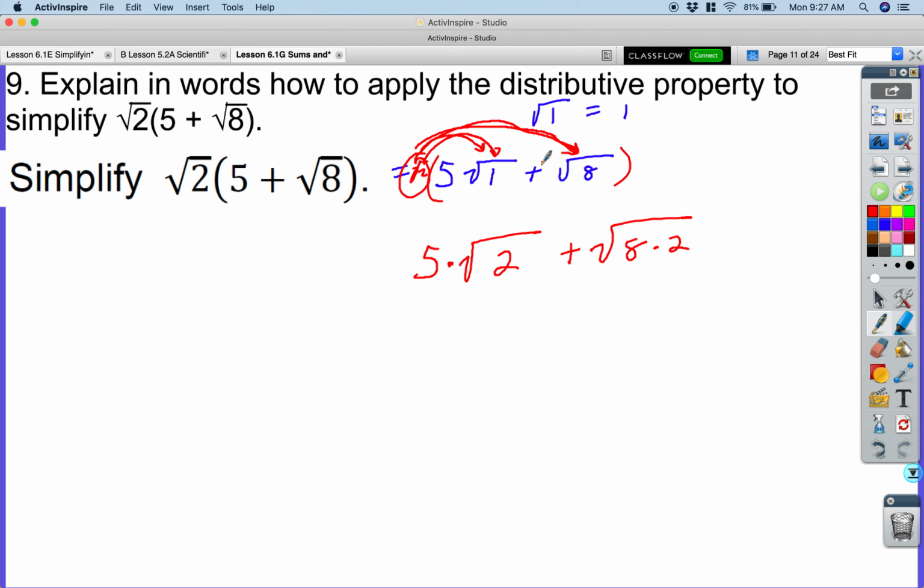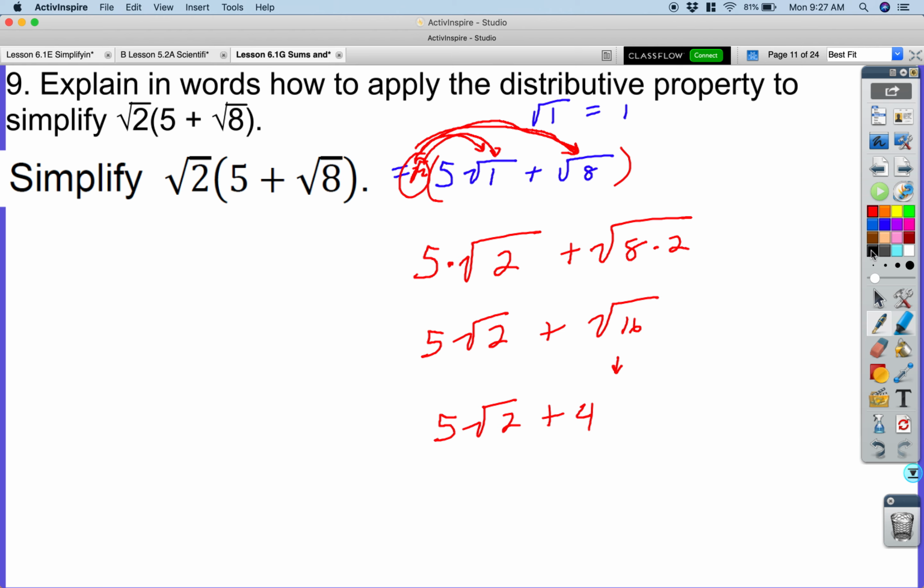So I want you to notice nothing got multiplied to the outside to the coefficients, because you multiply square roots with square roots and whole numbers with whole numbers. So then I can't do anything here, so this is just 5 radical 2 plus the square root of 16, and the square root of 16 is just 4. So I'm going to have 5 radical 2 plus 4.